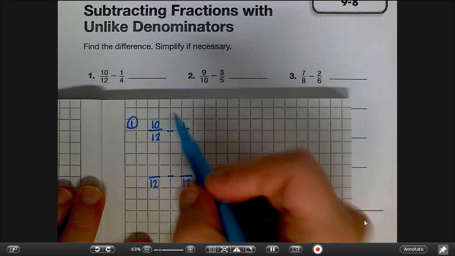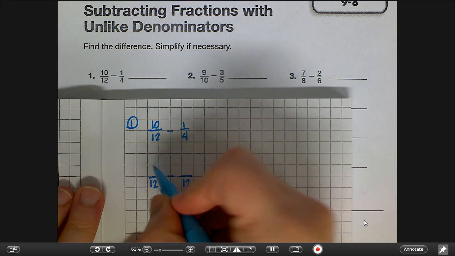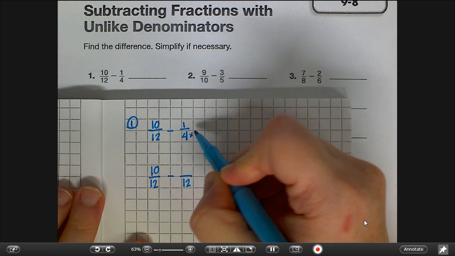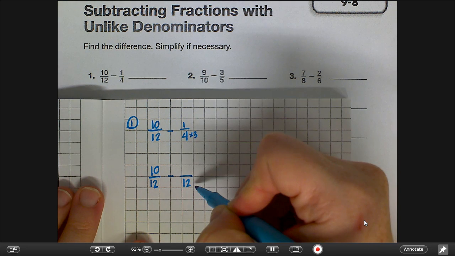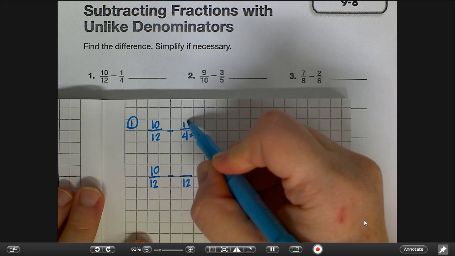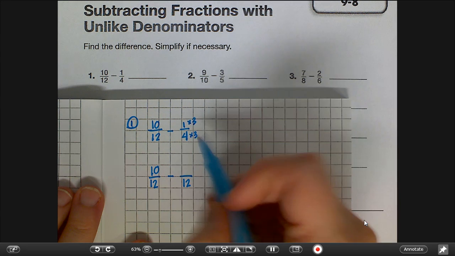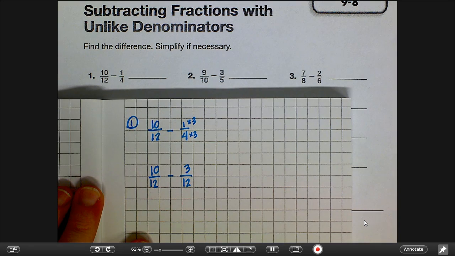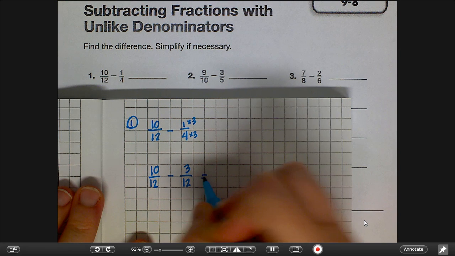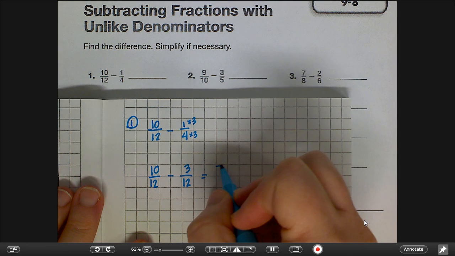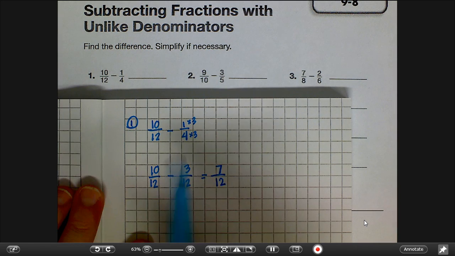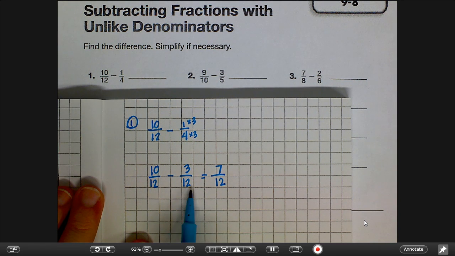Okay, so this fraction will stay the same. This fraction, I needed to multiply that denominator by 3 to get 12. So the numerator has to be the same. I want it to keep its same value. 1 times 3 is 3. Here we go. Now subtract the numerators. 10 minus 3 is 7. 7/12. Remember, this does not get subtracted.